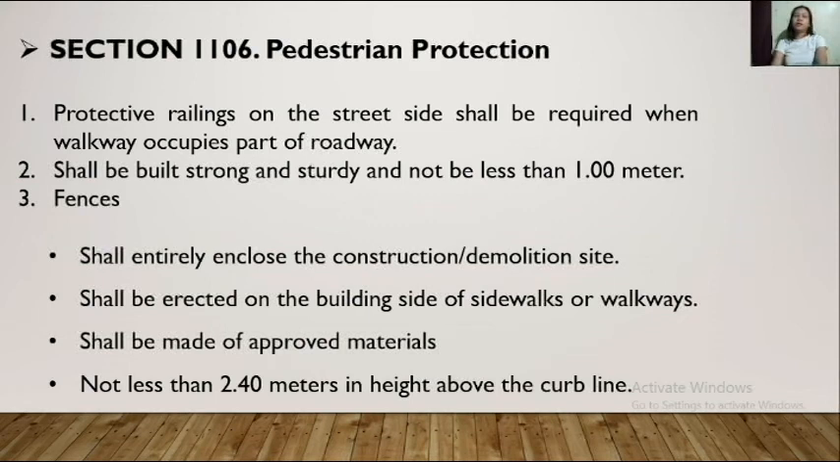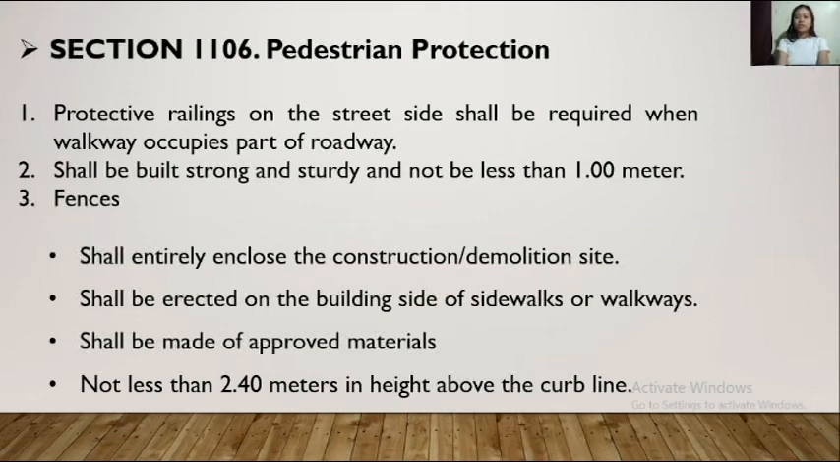Then the next one is section 1106, which is the pedestrian protection. Protective railings on the street side shall be required when the walkway occupies part of the roadway. They shall be built strong and sturdy and not be less than 1 meter. Then we have also here fences, which it states here shall entirely enclose the construction or demolition site, shall be erected on the building of sidewalks or walkways, and shall be made of approved materials. Samples of those approved materials are sheet, wooden boards or planks, or plywood or lawanit, and we have also sawali. And fences should be not less than 2.4 meters in height above the curb line.